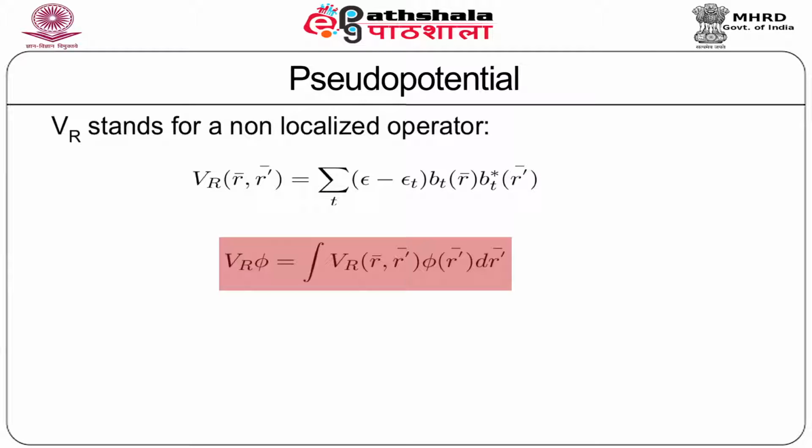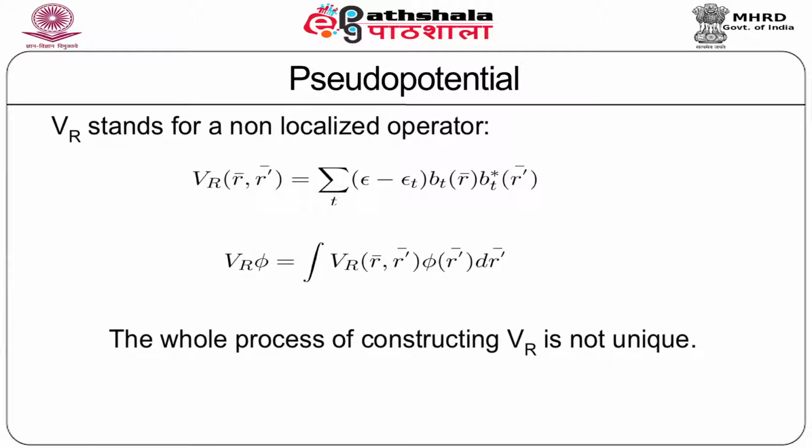And the VR acting on phi is therefore given by VRR prime times phi R prime integrated over R prime. This VR part of the pseudopotential makes the entire thing a non-local potential. The cancellation described in the earlier slide, although never complete, can be improved by suitable choice of the core functions. Indeed, the whole process of constructing VR is not unique.